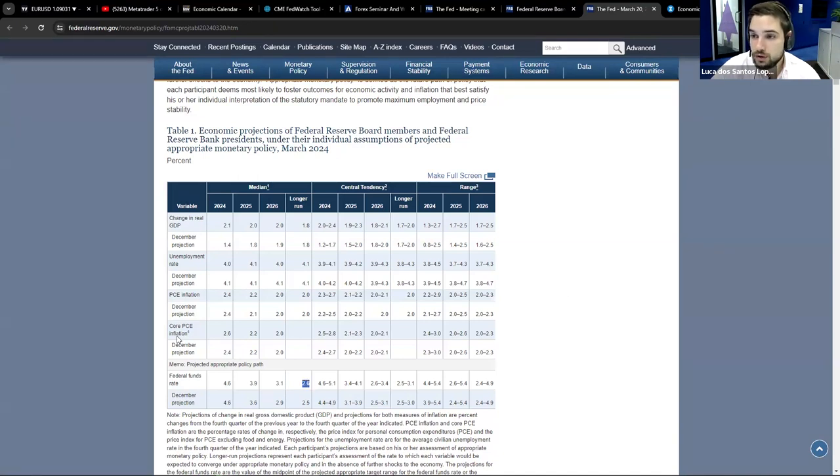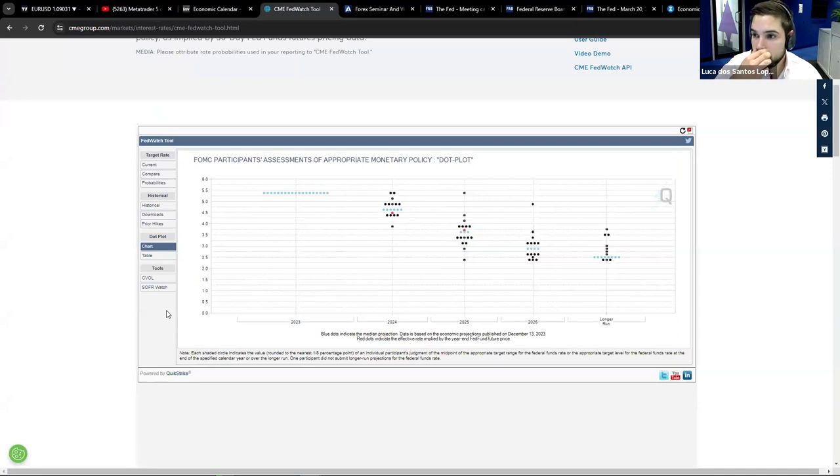But now, if we come to the dot plot, what we can see here is we are right now at 5.25 to 5.5%. So let me get my pen here. 5.25 goes to 5, and then goes to 4.75, and then goes to 4.5. How many cuts are we having here? 1, 2, 3 cuts. Okay, so this is what the market is expecting.